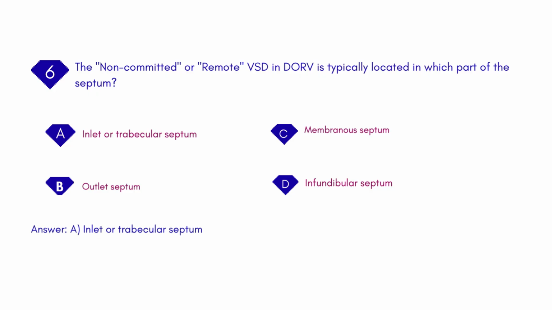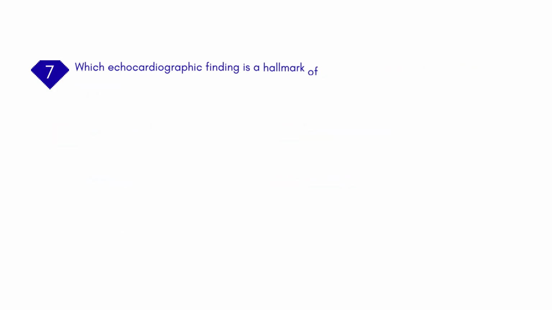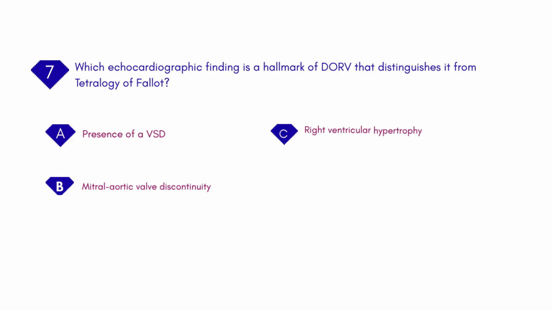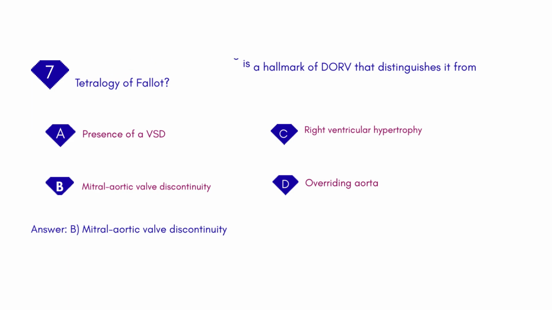Inlet or trabecular septum. Which echocardiographic finding is a hallmark of DORV that distinguishes it from tetralogy of Fallot? A. Presence of a VSD. B. Mitral aortic valve discontinuity. C. Right ventricular hypertrophy. D. Overriding aorta. Answer: B. Mitral aortic valve discontinuity.